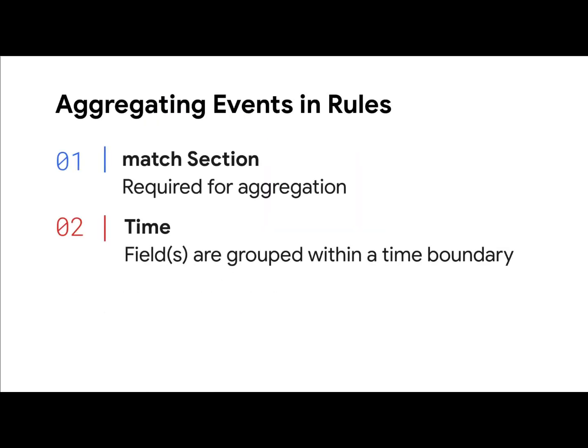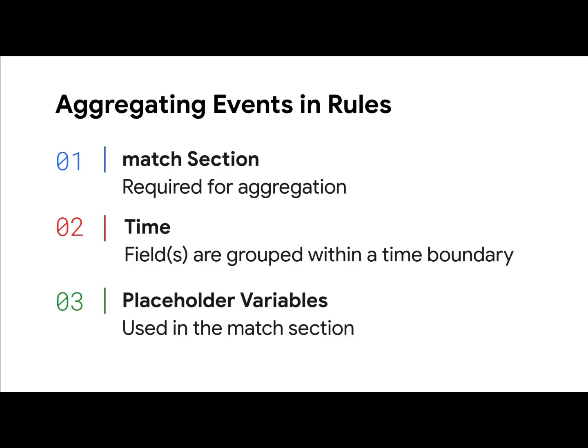Now, when aggregating events and rules, remember that we want to go ahead and add the match section to our rule. Without this, we will trigger a detection every time our criteria is met, which might get unwieldy for our analysts. When we do build that match condition, we are grouping common events by time. This time range can be between 1 minute and 48 hours using the syntax of variable over time. Finally, UDM fields do not appear in the match section. Instead, we use placeholder variables that we define in the events section and can use one or many separated by commas in the match section.